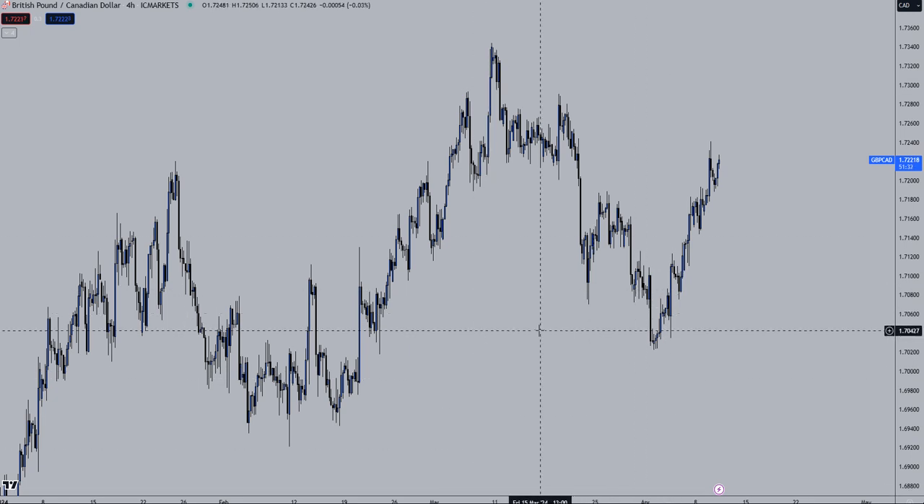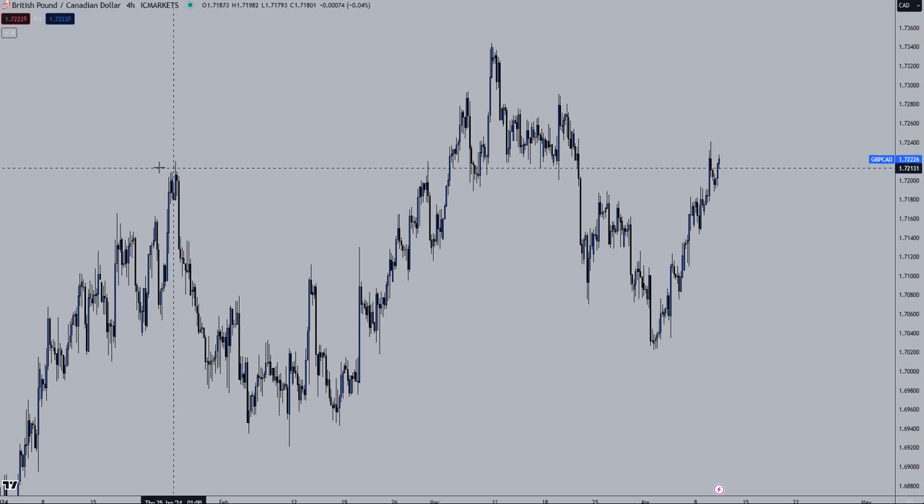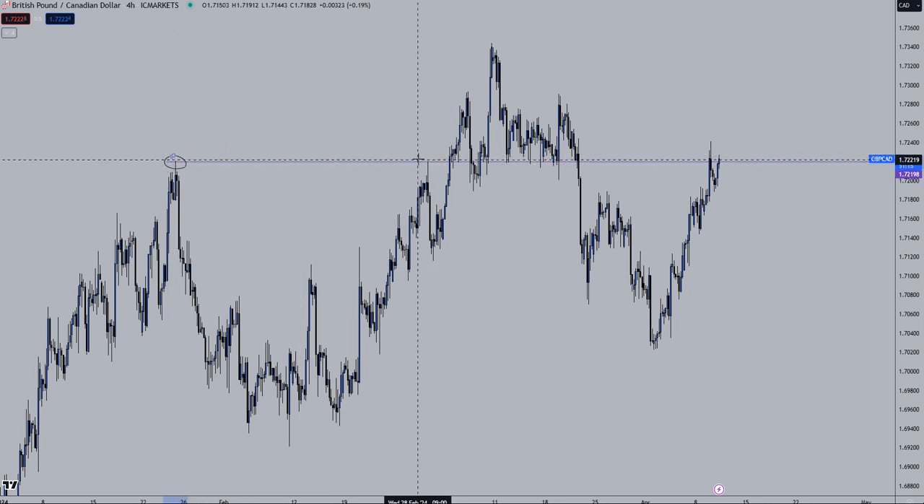There are two ways that you can personally look for levels. The first one is finding areas with the biggest reactions within the market, like the one that I am in now. If I just get this tool here, you can see we've got a large wick here, a large wick there, and we continuously have wicks closing in and around this area.